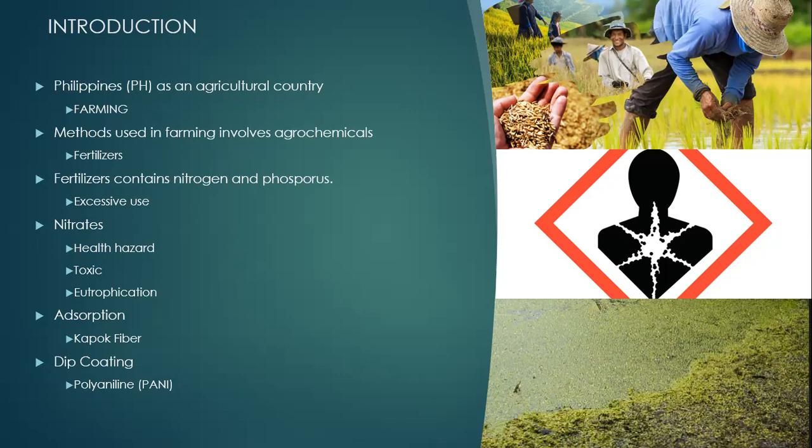Meron ka ng adsorption, tas introduce mo na yung kapok fiber mo na sabihin mo na available and renewable, available in the Philippines, kasi very important na yung sinasabi, yung gagamitin ninyo, available sa bansa natin. So, kapok fiber, available in the Philippines or ano ba yun? Available or abundant? I'm not sure what did you use. Abundant in the Philippines, tas renewable.